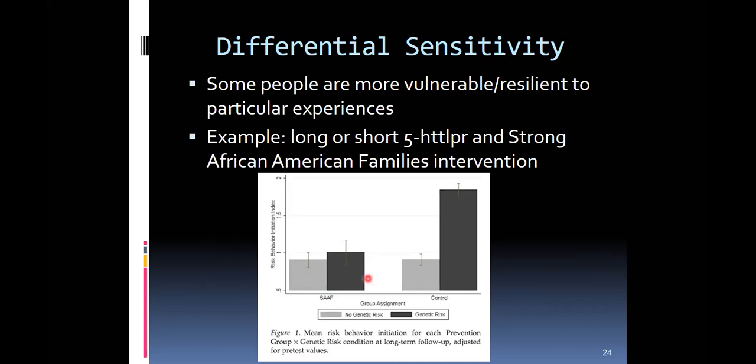So notice differential sensitivity. This particular form of the gene made these individuals more vulnerable to the effects of their environment. On the other hand, they responded more readily to a change in that environment and got more benefit from that intervention. So this is the idea of differential sensitivity.